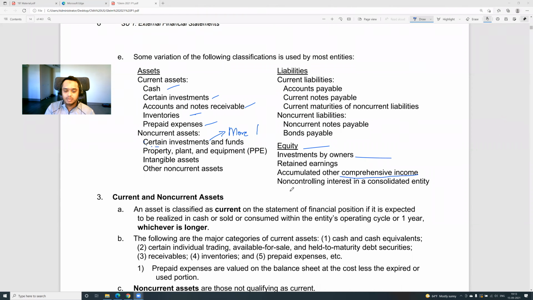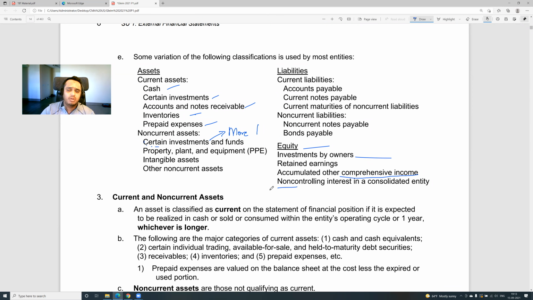And then you see non-controlling interest in a consolidated entity. Now, non-controlling interest is minority interest in a non-controlling company. If you see in financial statements, you can find NCI, which is non-controlling interest. That's a short form for it. And also you'll find minority interest.